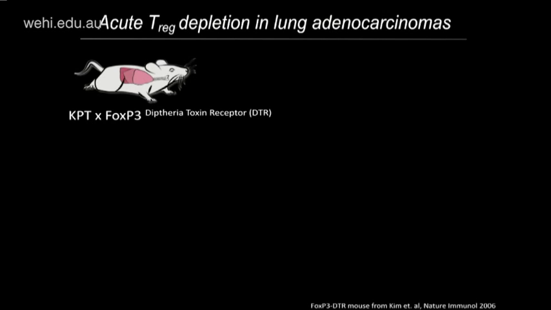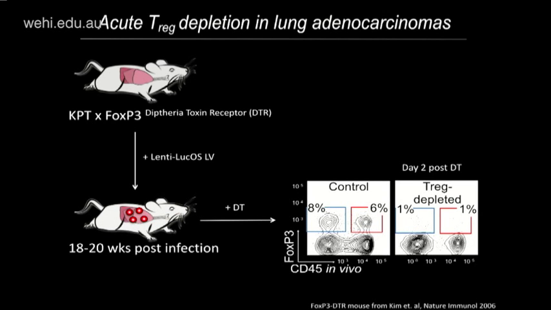And in this context, using the virus that expresses the specific antigen, we could make tumors that are antigen expressing, allow them to get to the point where we observe immunosuppression. Tregs are still present here. And then we could add diphtheria toxin and do depletion very acutely. And this is actual data that shows that we can get very nice Treg depletion in this setting.